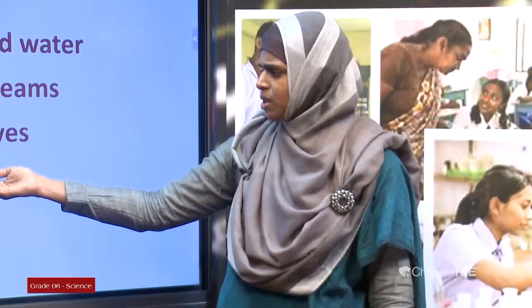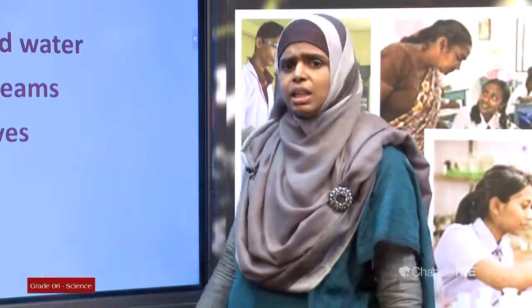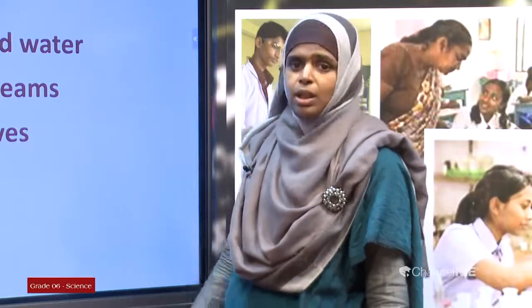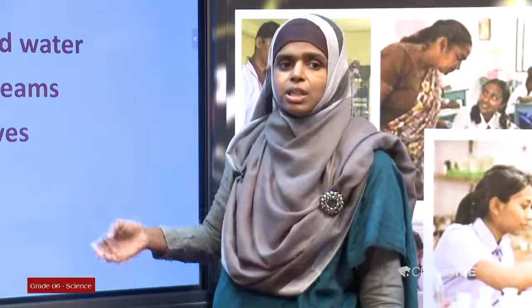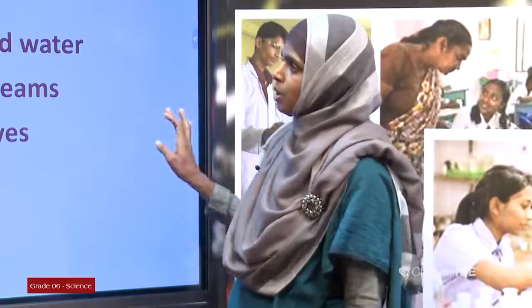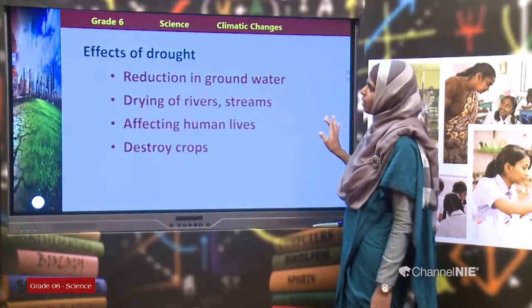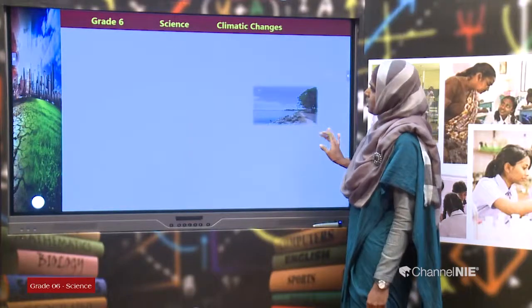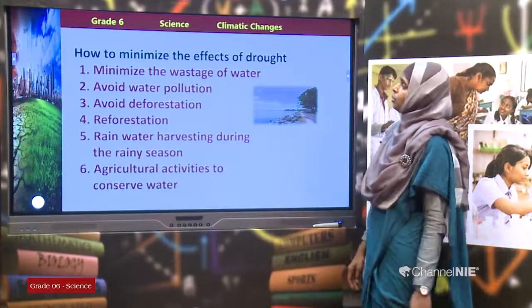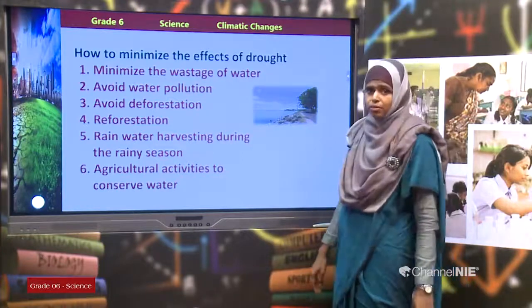All the crops would be destroyed and finally it would end up in a food crisis whenever there is not enough food due to the drought. So, this is also something you can refer to for your extra knowledge. Let us see what we can do to minimize the effects of drought, children.